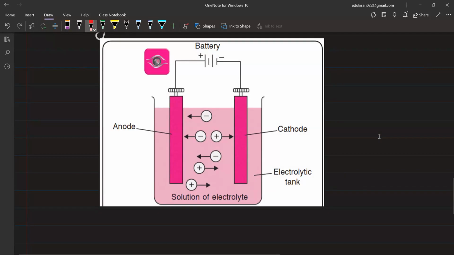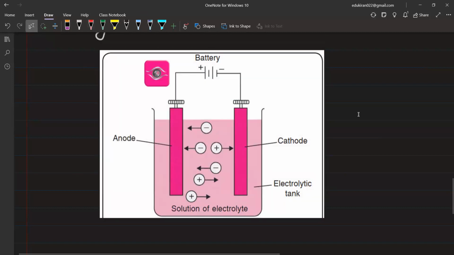Here we have a battery. Why do we need a battery, sir? Earlier, a voltmeter was used. We need a battery because we are having a non-spontaneous reaction and we need some electrical current in order to get some chemical reaction.